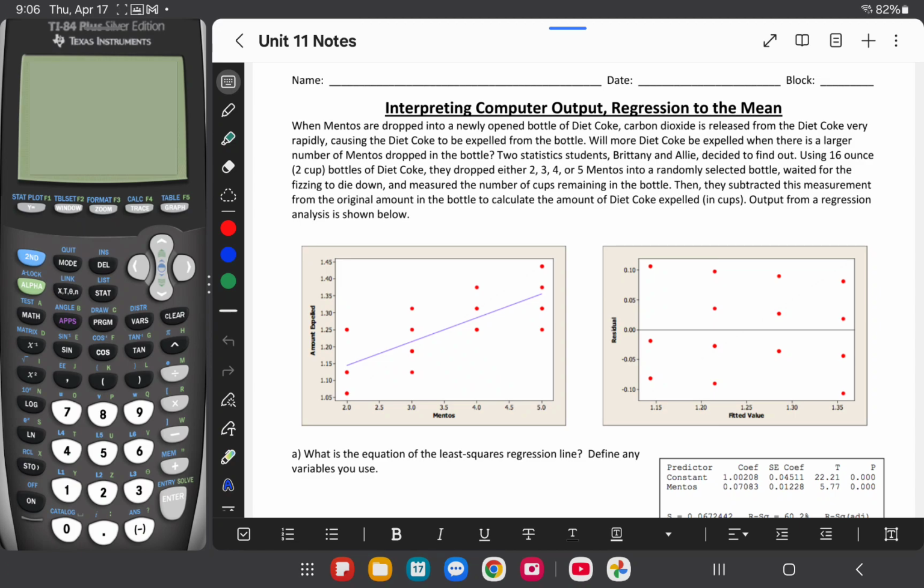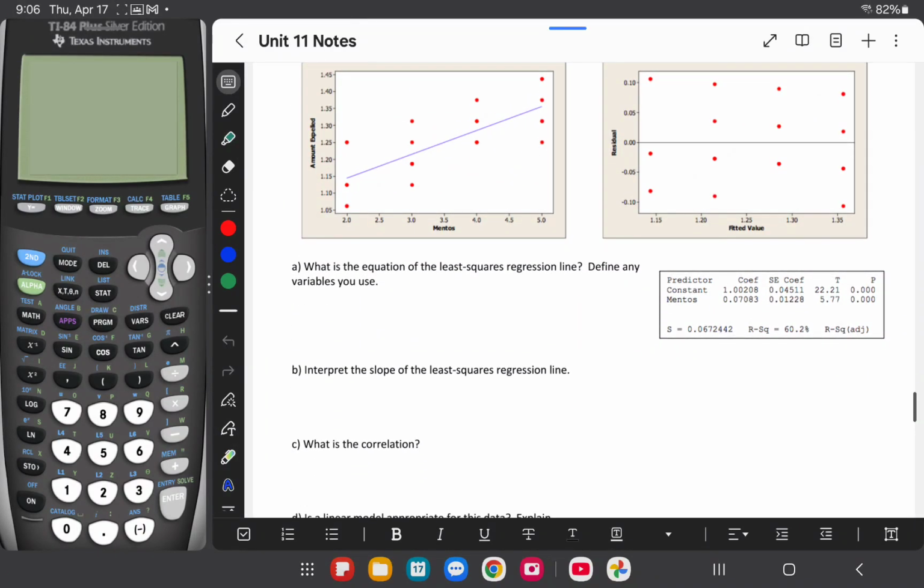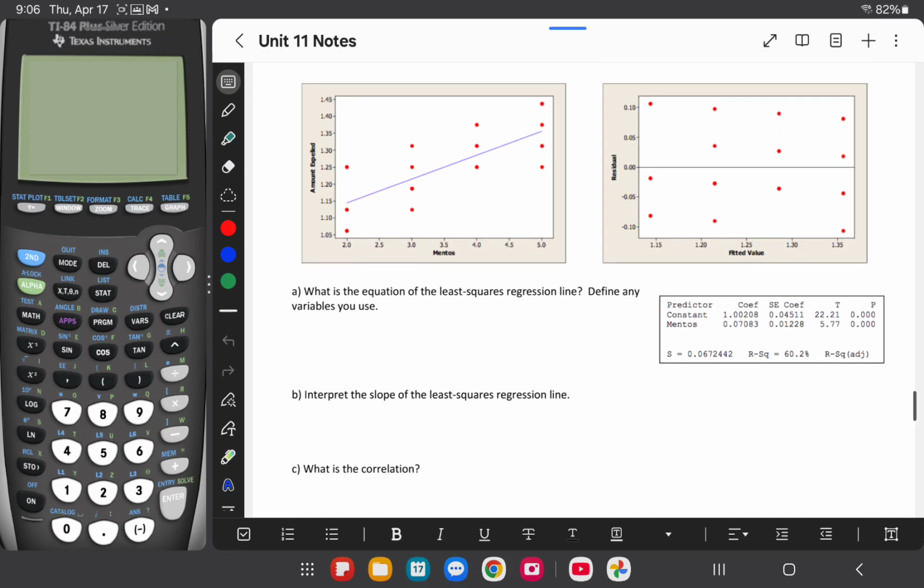So first thing that it asks us for is what the equation of the least squares regression line is, defining any variables that we use. So if we're looking at all of this information, I can see in my scatter plot that there is a least squares regression line, but notice that in our scatter plot, it doesn't tell us anything about the least squares regression line. And well, I guess I could try to figure it out from the graph. It's not going to be very accurate. The next thing they gave us was a residual plot, and that's not going to be helpful at all. I can't do anything with that to get my line of best fit.